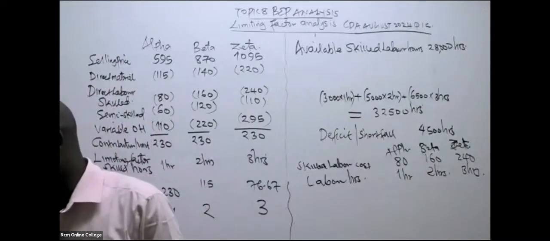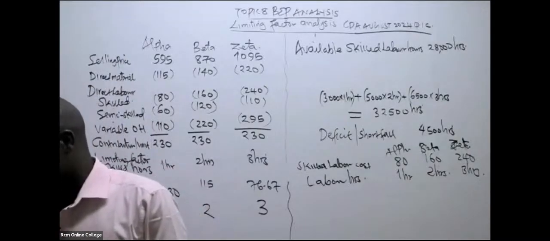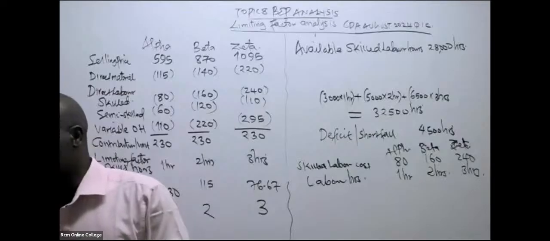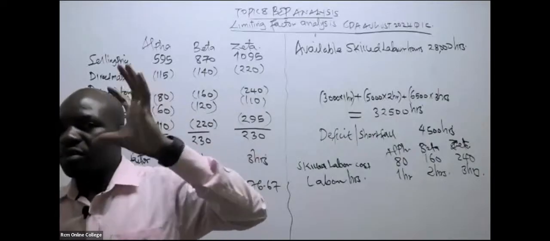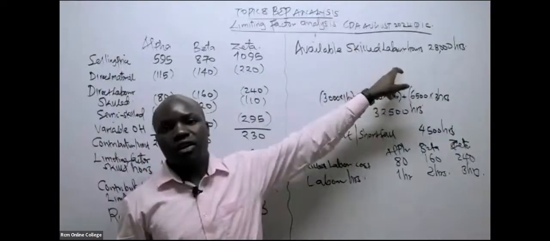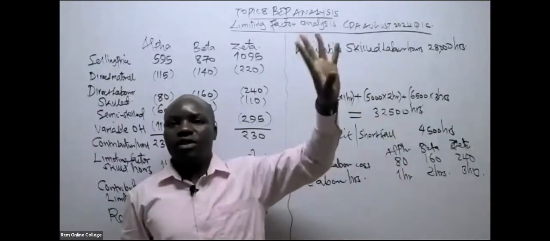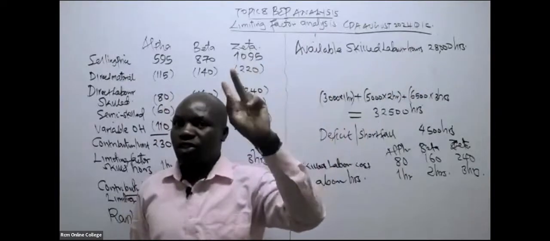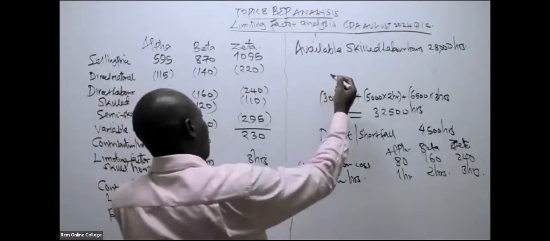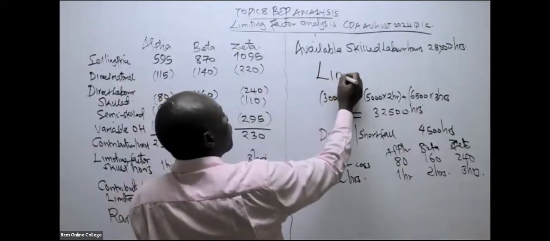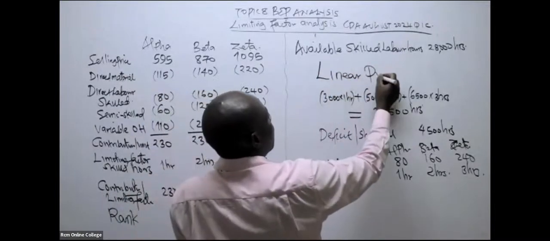Should we rank only? Yes, that is the only limited resource. What if you are told that semi-skilled labor hours were also limited? If we have 2 limited resources, then we use what we call linear programming.